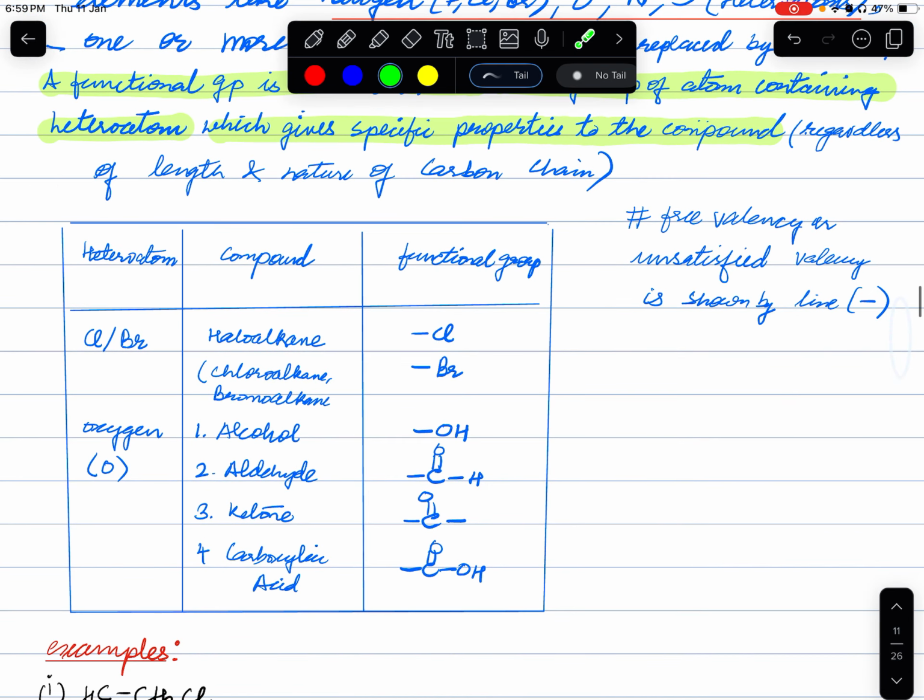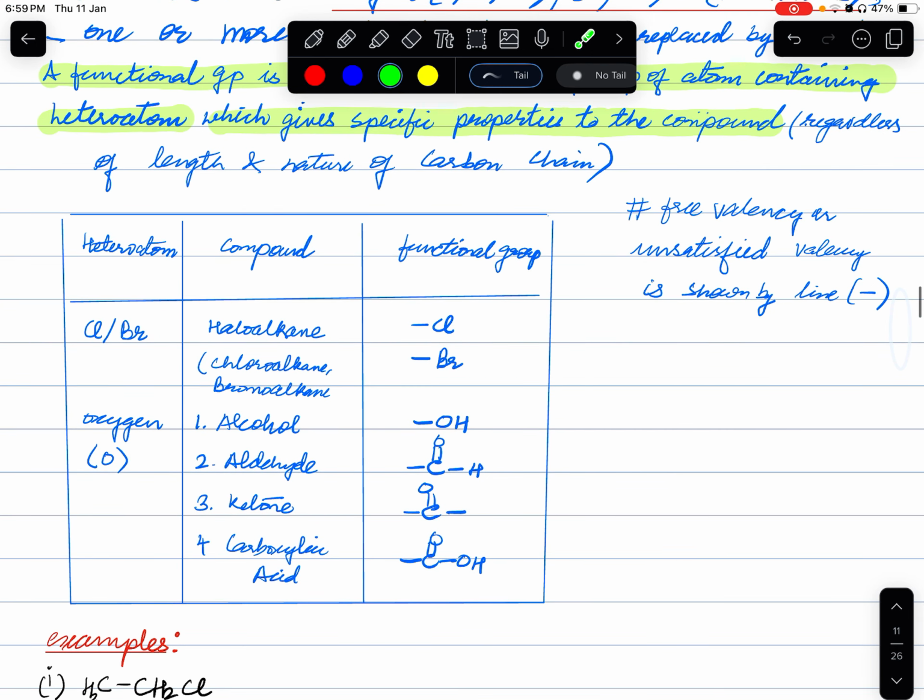Now in your syllabus, the functional groups which are there, we have this table, the same as given in your NCERT book. As we discussed, a heteroatom may be like chlorine or bromine, or it may be oxygen. When chlorine or bromine is the heteroatom, a single atom of hydrogen is replaced by a single atom of chlorine or bromine, and the compounds which are formed are called chloroalkane or bromoalkane.